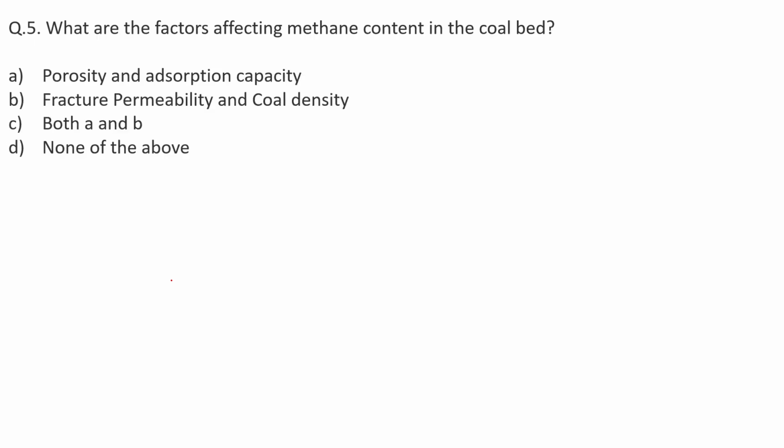Next question is question number 5: what are the factors affecting methane content in the coal bed? Options are A, porosity and adsorption capacity. Option B, fracture permeability and coal density. Option C, both A and B, or option D, none of the above.